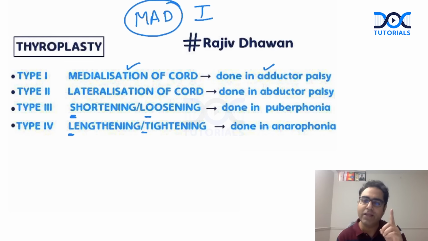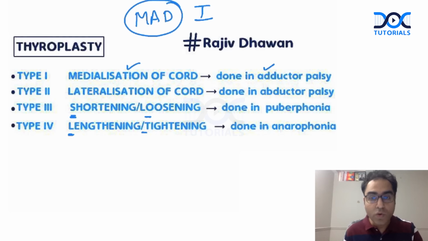Let's revise once again the thyroplasties. That's very easy, but type 1 and type 2 are opposite to each other. Type 3 and type 4 are opposite to each other. Type 1 is MAD. Type 1 is medialization done for adductor palsy. Type 2, let's reverse it. Type 2 is lateralization done for abductor palsy. Type 3 for puberphonia is actually shortening or loosening of vocal cord. Type 4 is done for androphonia, it is lengthening or tightening of vocal cord.